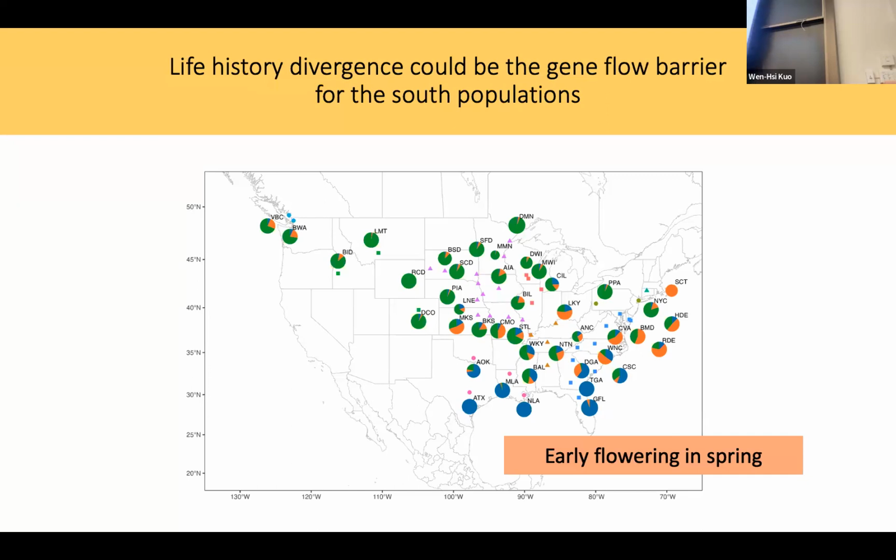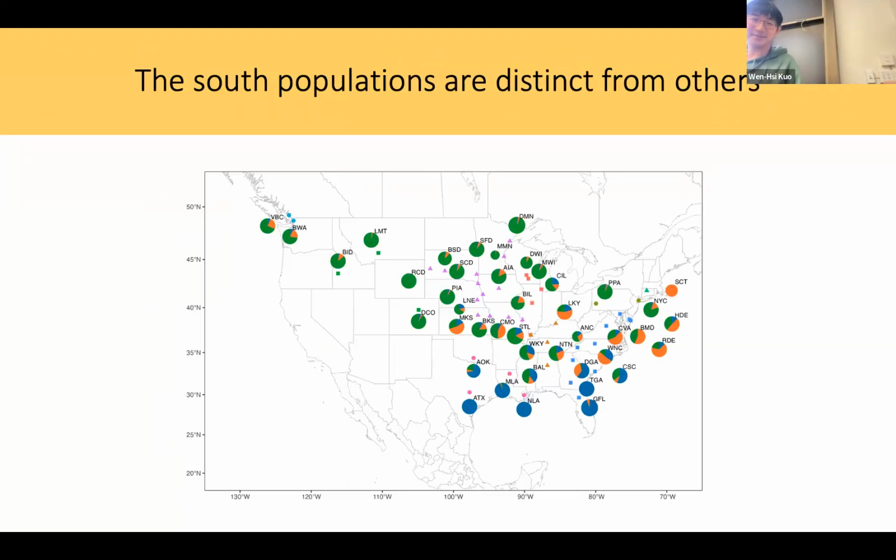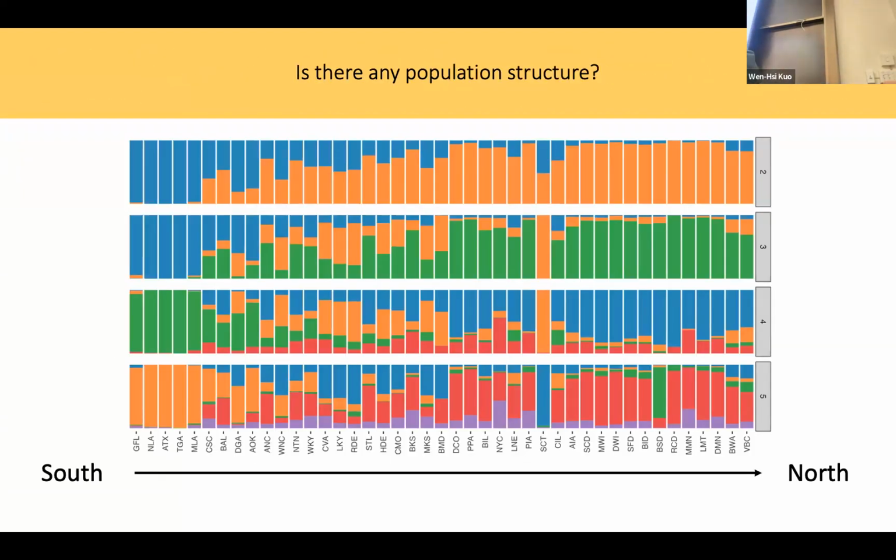What's happening in SCS or SCT? What's happening with that site? Oh, so SCT, yeah, it looks very different. Also in the structure result, you can see SCT has a very different color compared to all our populations. However, I have no idea.